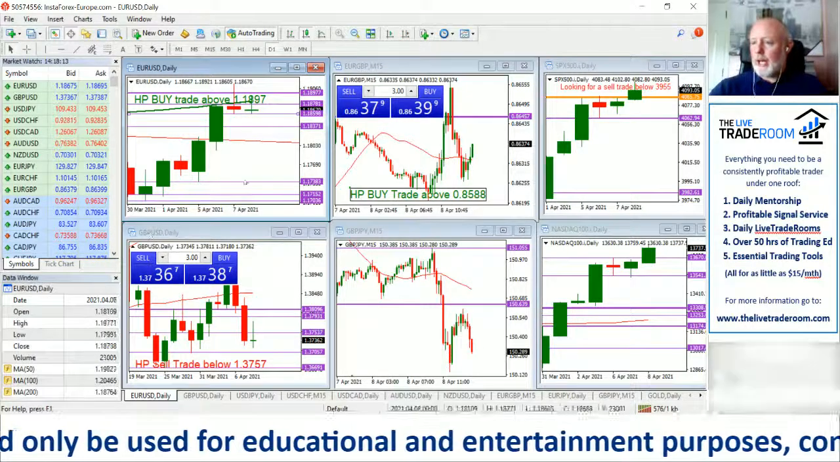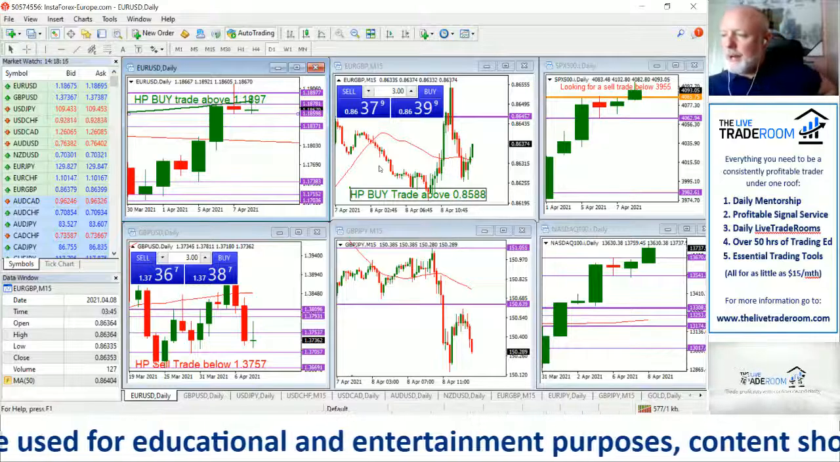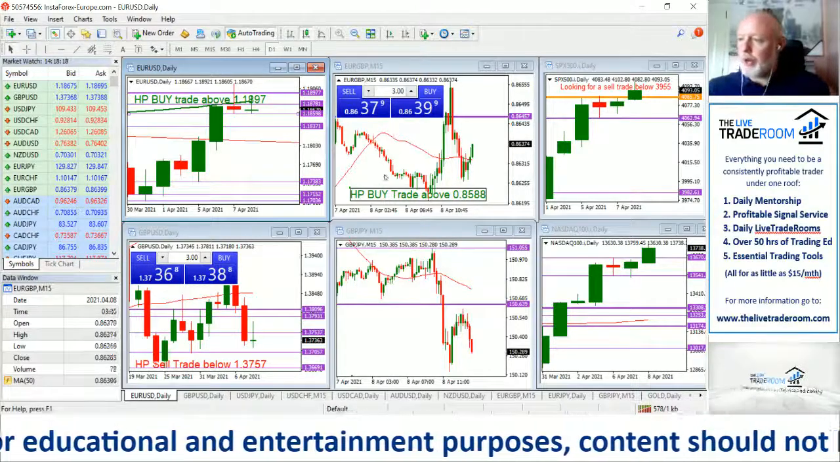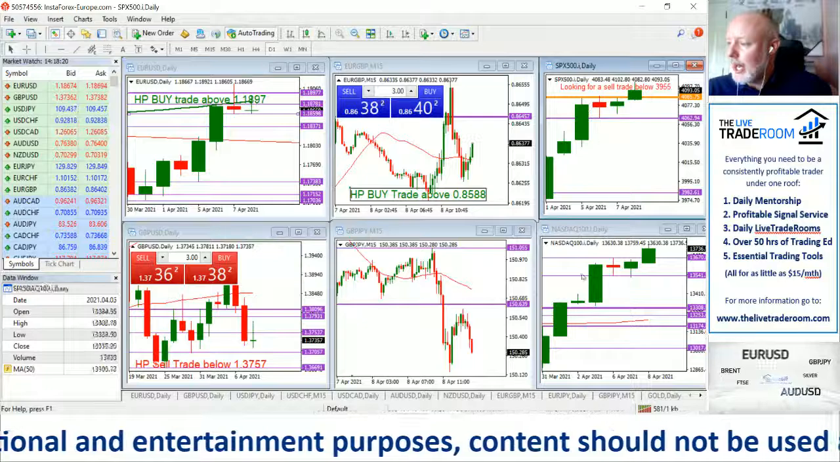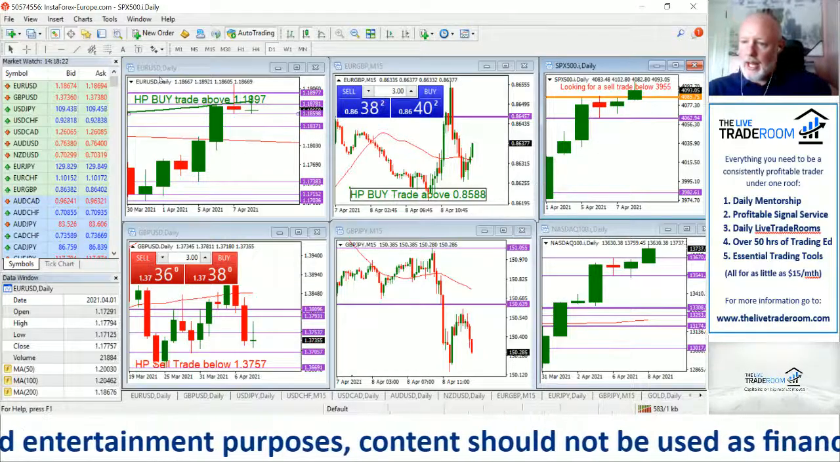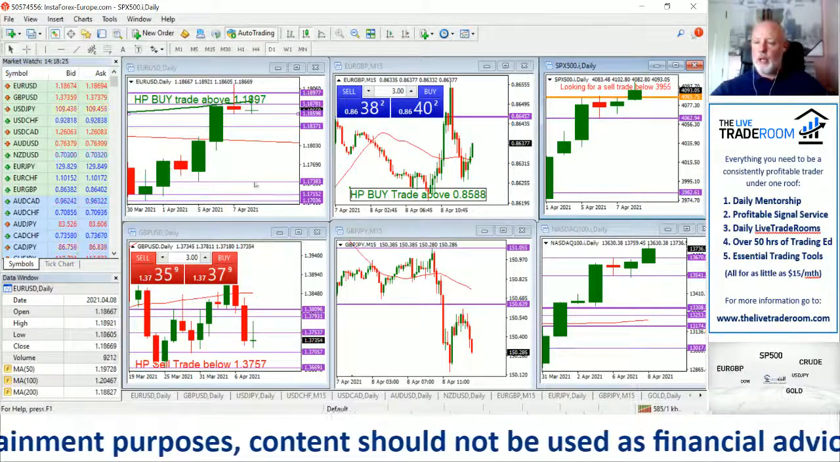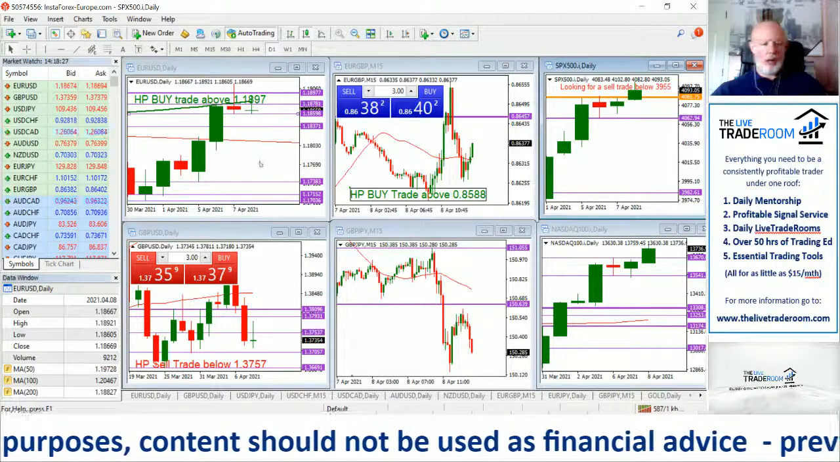So it looks like we're going to get another move. So it might be another focus on the British pound in terms of weakness, and we'll have a look at the equity markets as well. And we just want to monitor what's going on with the euro dollar.